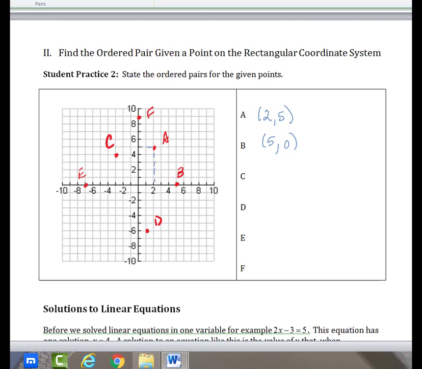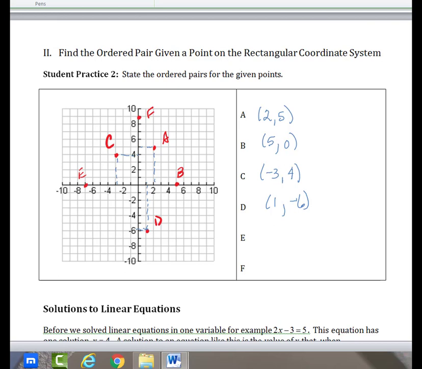C, if we want to get our x-coordinate, we go down to the x-axis, so we get -3. And to get our y-coordinate, we draw a line over to the y-axis. That would be 4. For D, draw that perpendicular line up. That's going to be 1. And then to get your y-coordinate, go over to the y-axis. That's going to be -6.